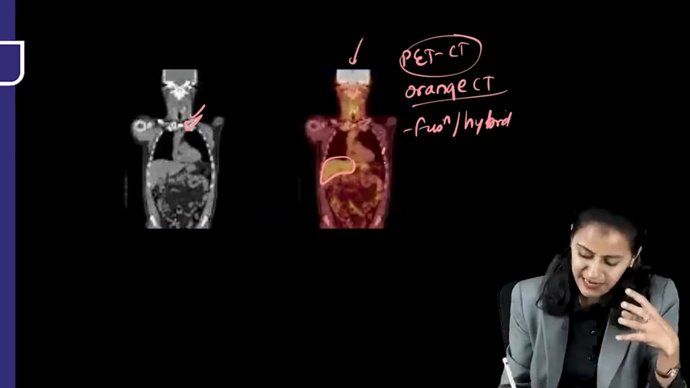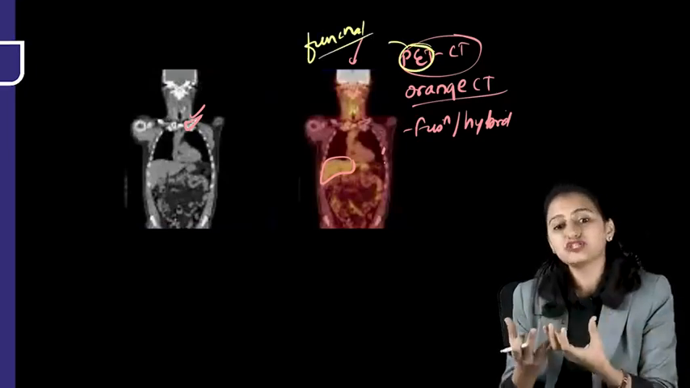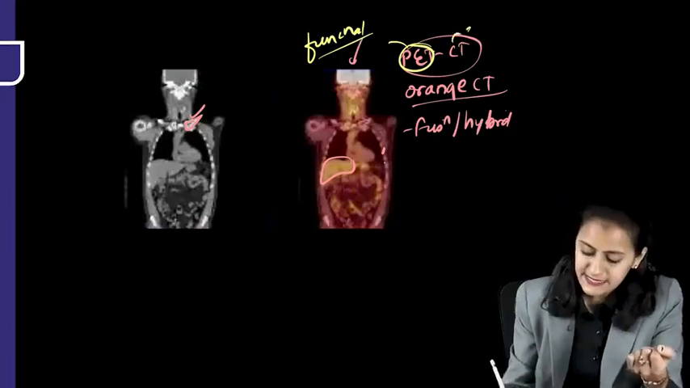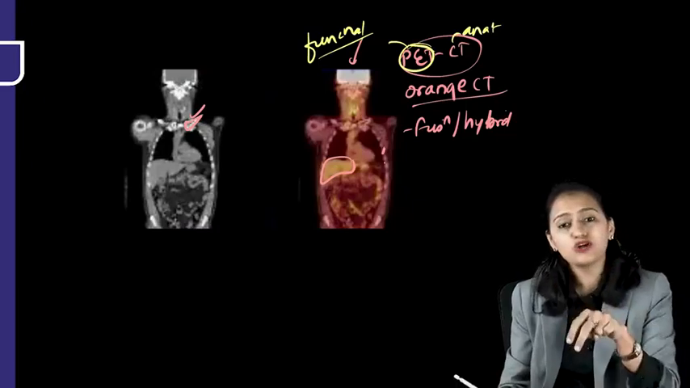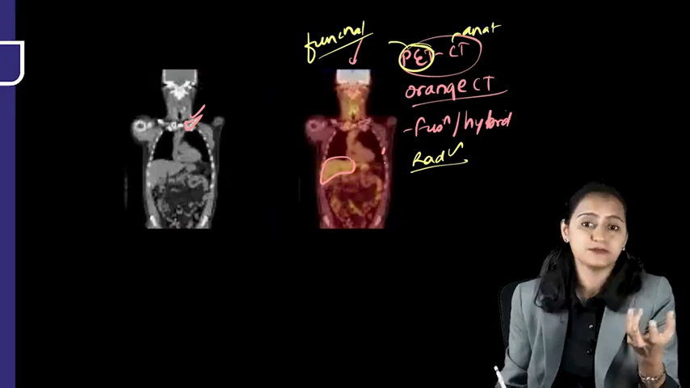Out of that, the PET is the functional imaging. The PET tells us about the function, right? The uptake of the glucose, like in FDG PET. CT is the anatomical component. Both of these, the PET also and the CT also, they have radiation exposure, right?